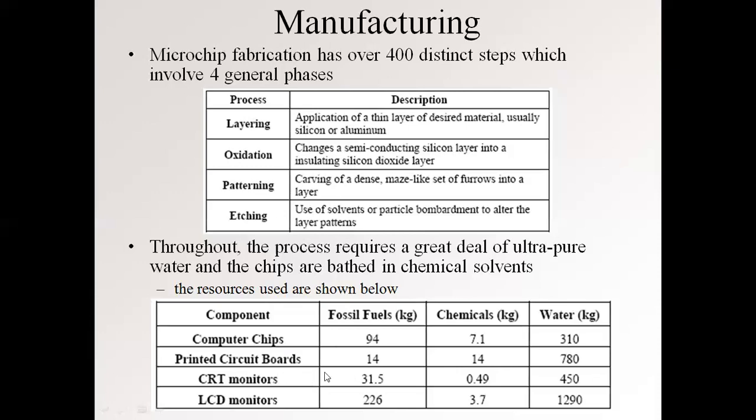A CRT monitor is manufactured using 31.5 kilograms of fossil fuel, 0.49 kilograms of chemicals and 450 kilograms of water. LCD monitors are manufactured using 226 kilograms of fossil fuel, 3.7 kilograms of chemicals and 1290 kilograms of water. So these are the resources required to manufacture electronic computer-related components.